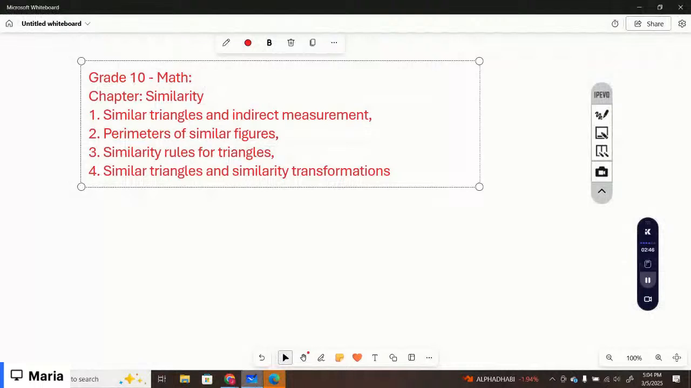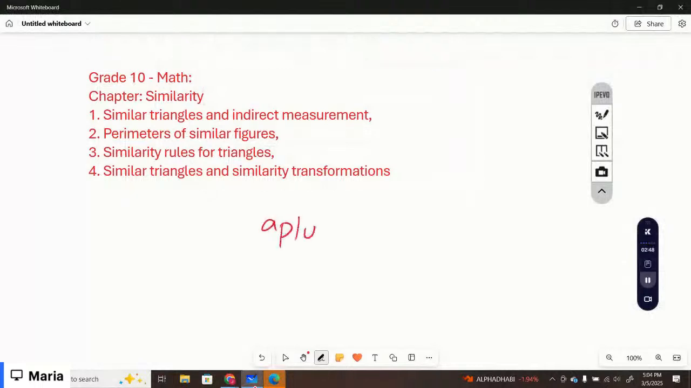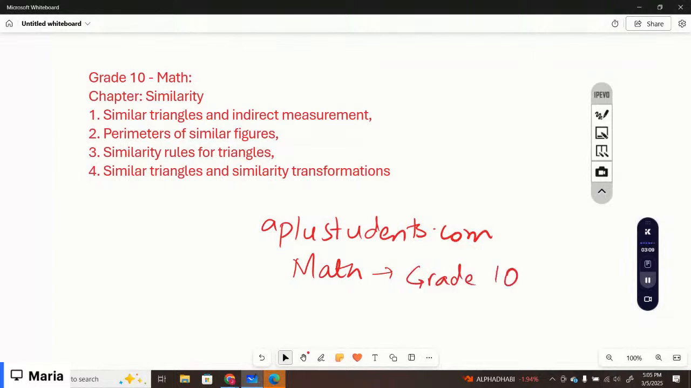You can find all the lessons on aplusstudents.com. You have to log in there using your email address and password as your verified administrator. Then you have to select math from the subject tab. Scroll down to grade 10 math and then click on view all lessons. There you can find a list of the chapters. We're going to start with the chapter similarity.